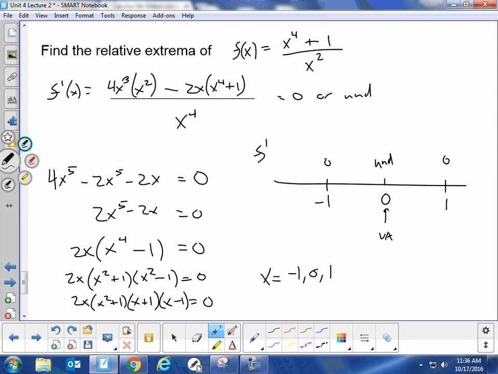It ends up being an interesting location, a location that we still need to keep track of, so I can include it in my domain, even though it technically is not a location of a critical point because there's no point there. It's an asymptote.